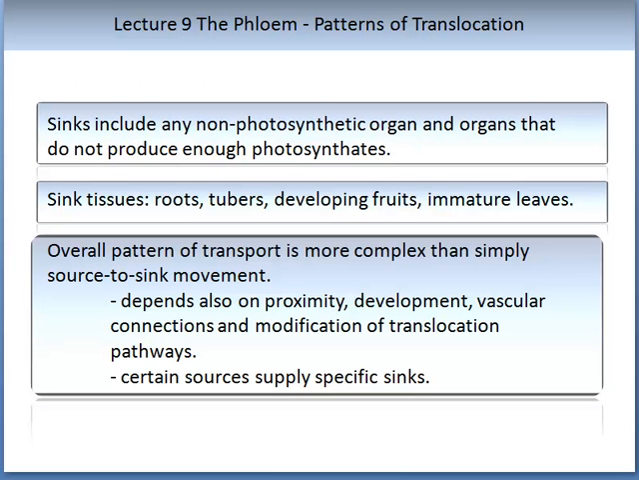Sinks include any non-photosynthetic organ and organs that do not produce enough photosynthate. Sink tissues include roots, tubers, developing fruits, and immature leaves. The overall pattern of transport is more complex than simply source to sink movement. It also depends on proximity, development, vascular connections, and modification of translocational pathways. Certain sources supply specific sinks.